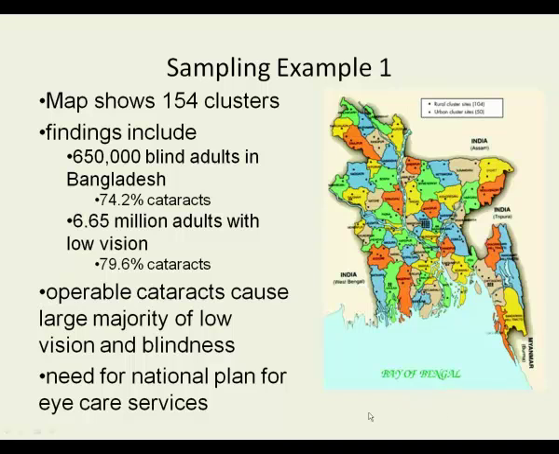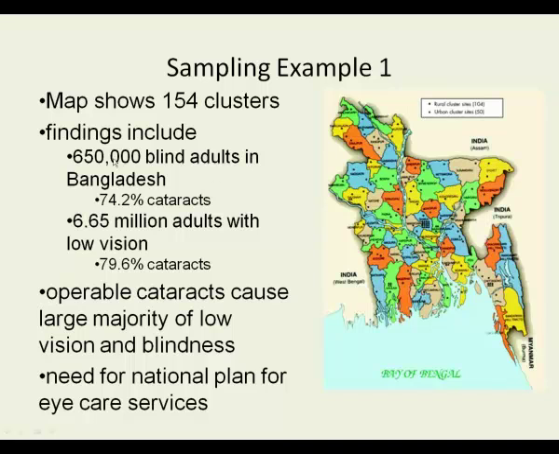Now here's the map. That's the map I had at the beginning of the lecture. There's all of Bangladesh, and the map shows where the 154 clusters were. You can see these are the rural ones and these are the urban ones. There's Dhaka right there, so there are lots of urban clusters there and some of the other big cities around. Then the others are some provincial capitals, and the rest are these rural ones. So these are the findings.